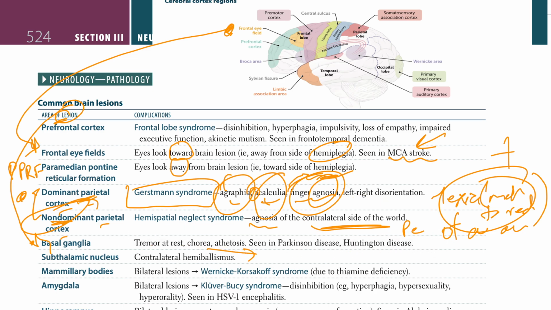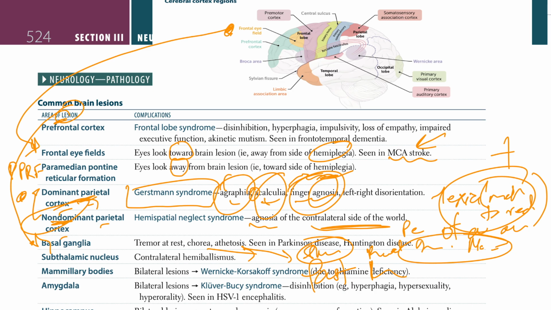Chorea is fast, random, involuntary movement versus athetosis. Let's keep both together. Athetosis is slow, random, involuntary movements. But when these movements become fast, they're called chorea. They are fast, random, involuntary movements that are not in your control, you're just doing them. And that is seen with Parkinsonism and Huntington disease.